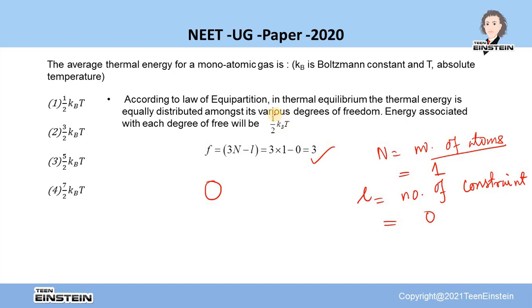And since each degree of freedom will share half kT of the energy, total thermal energy, then the average thermal energy for a monatomic gas will be 3 by 2 kT. 3 is the degrees of freedom and half kT is the energy shared by each degree of freedom. So this is the average thermal energy for a monatomic gas, and hence the second option will be the correct answer for this question.